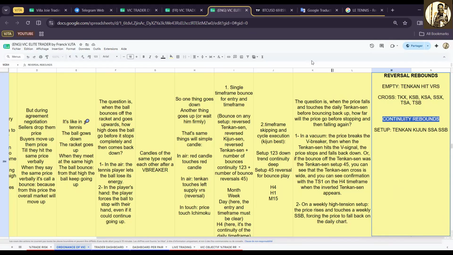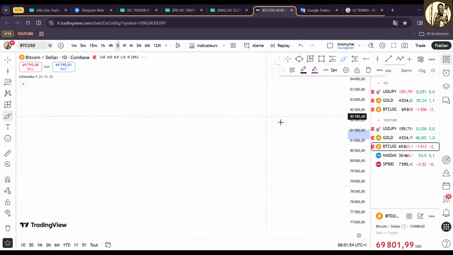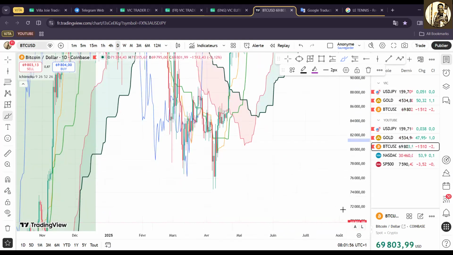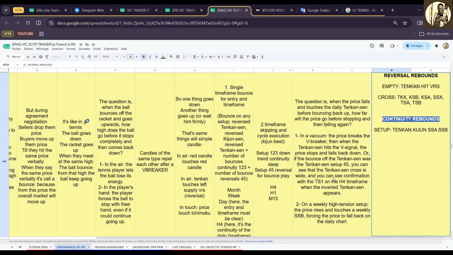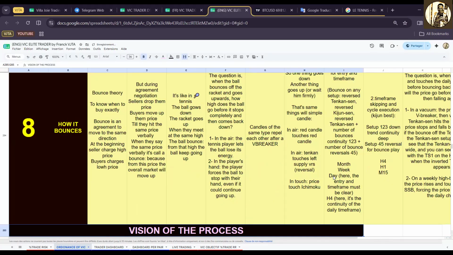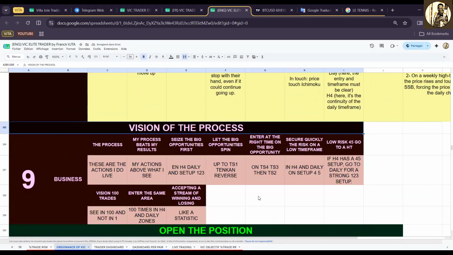What creates the continuity rebound? Any setup on Tenkan on daily. So if we go back on daily, any Tenkan setup like this one creates a rebound to the upside. Any Kijun setup like this one creates a rebound to the upside. So that's all for the bounce theory. Now let's look at the vision of the process.